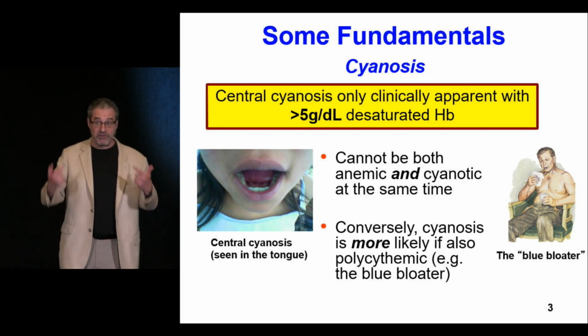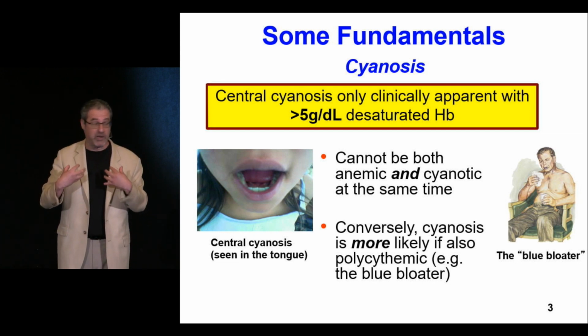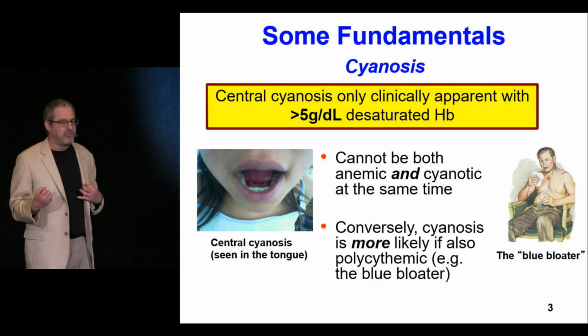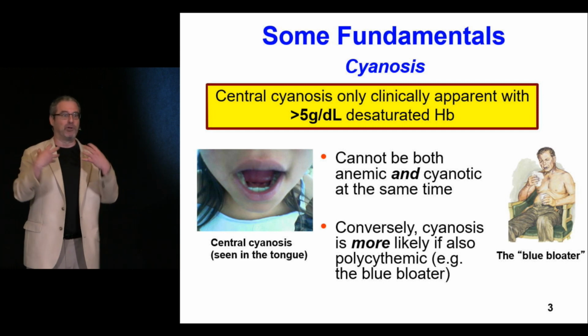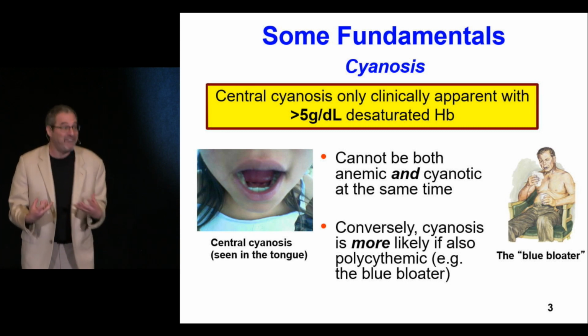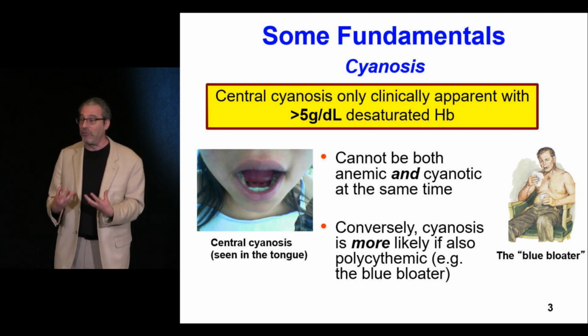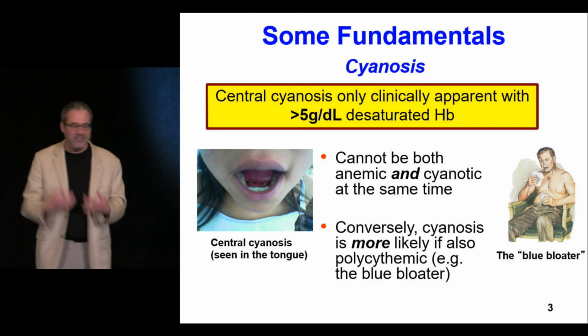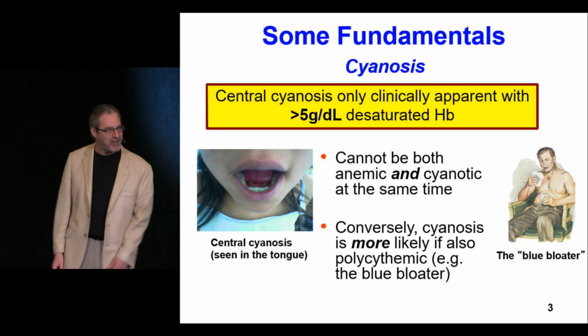When we talk about cyanosis, I want to see the tongue. I want to see central cyanosis. I want to know that's what they're talking about. And the key thing here to remember is that you can only look blue, cyanotic, if you have enough desaturated hemoglobin to look blue. And it takes 5 grams of desaturated hemoglobin to make someone look cyanotic.